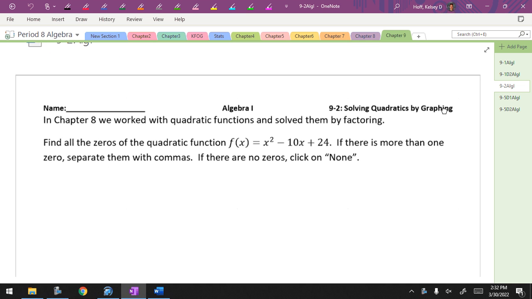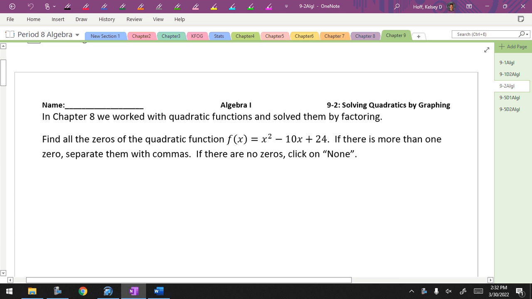Transition to solving quadratics by graphing. So yesterday we were graphing quadratics. Why is that useful to us? Because we can work with solving them. In chapter 8, we worked with quadratics and we solved them by factoring, by making the t-chart.